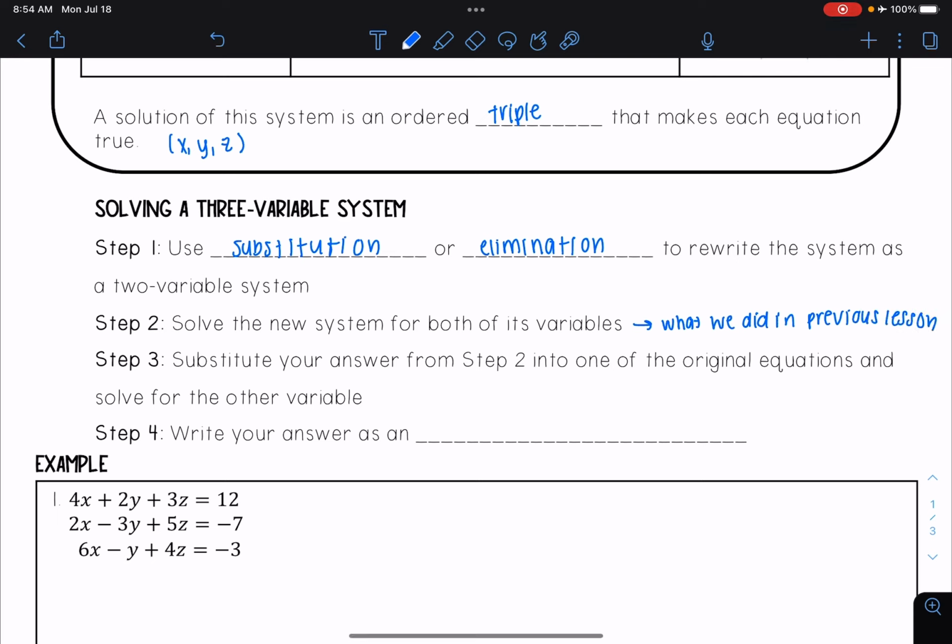Then step 3 is to substitute your answer from step 2 into one of the original equations and solve for the other variable. Step 2 is going to give you that ordered pair, the answer for two of the variables. Then you substitute those values into one of the equations to find the value of the third variable. And the last step is to write your answer as an ordered triple.